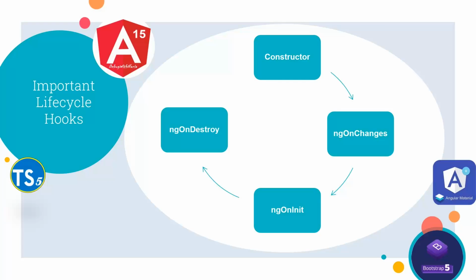First, we have constructor. Constructor is invoked when Angular creates a component or directive by calling new on the class. Then we have ngOnChanges. It is invoked every time there is a change in one of the input properties of the component. Then we have ngOnInit. It is invoked when the given component has been initialized. Then we have ngOnDestroy. This method will be invoked just before Angular destroys the component, and we use this hook to unsubscribe observables and detach event handlers to avoid memory leaks.